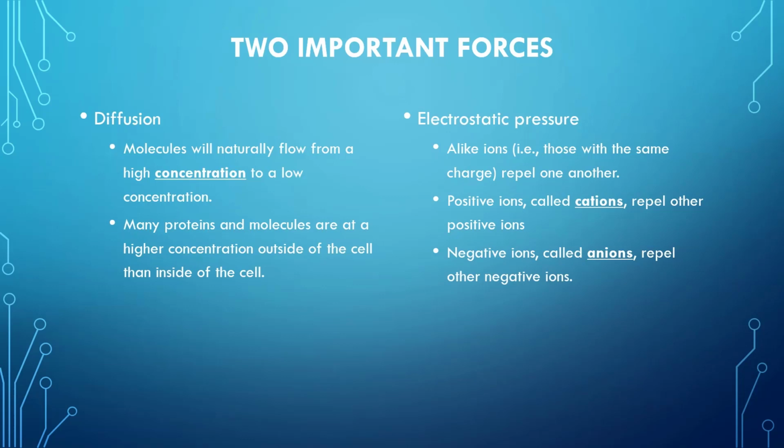So why does this matter? Well, again, we have certain ions at a higher concentration outside the cell than inside the cell. And so if they're all grouped and bunched together and they're all positive, they're going to want to push away from each other. And they're going to want to spread out as much as possible.